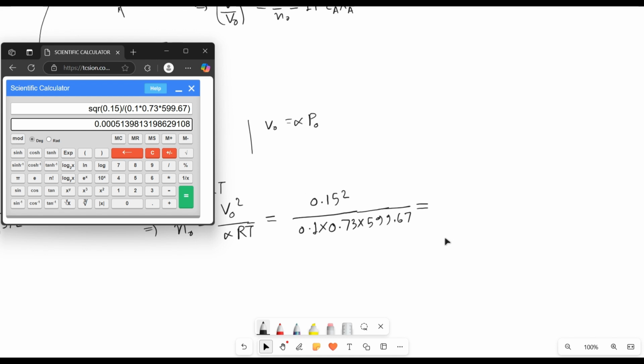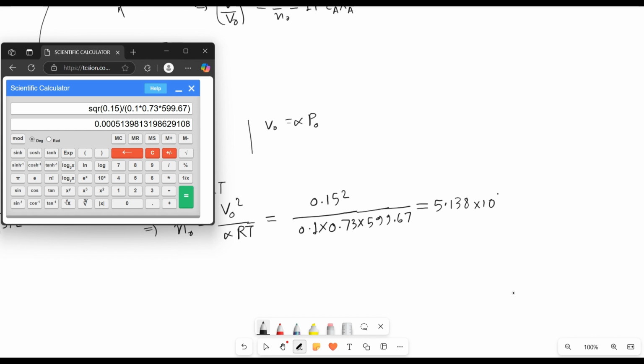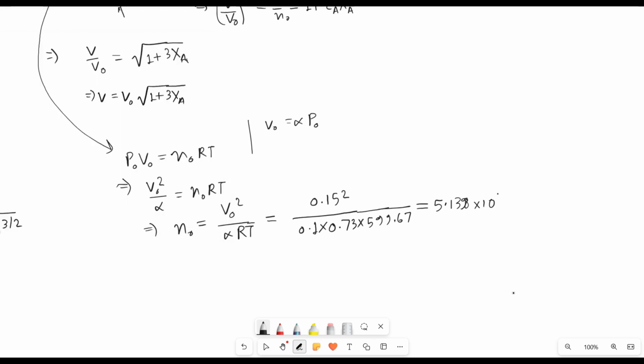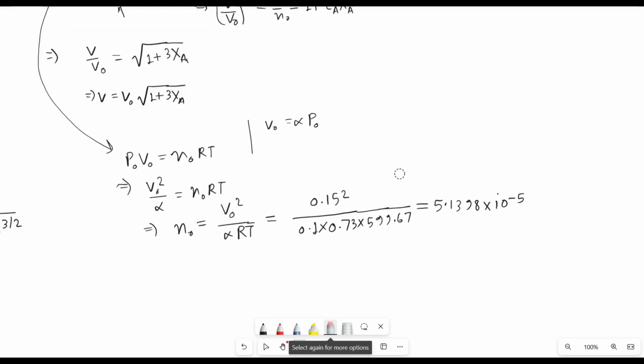You will get 5.1398 into 10 to the power minus 4.